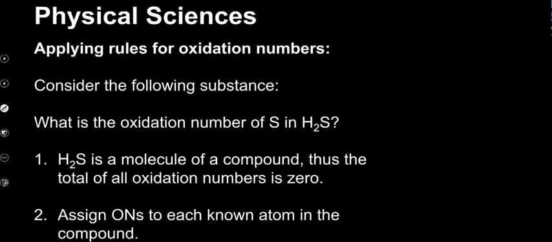Now let's go through the rules and how we best apply them and try to understand that specifically. So hydrogen sulfide is a molecule, right, of a compound. We are fine with that. As a result, the total of all oxidation numbers is 0. That's our first rule that we have to recognize in this case. Right, so we'll assign oxidation numbers to each unknown atom in the compound. So total is equal to 0. That's what we know by now, right?